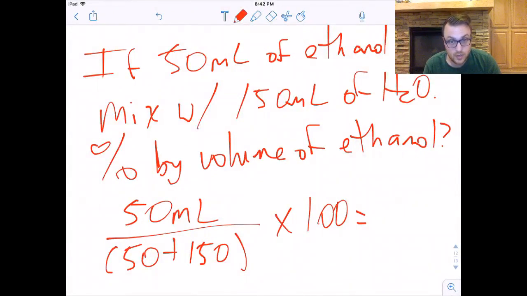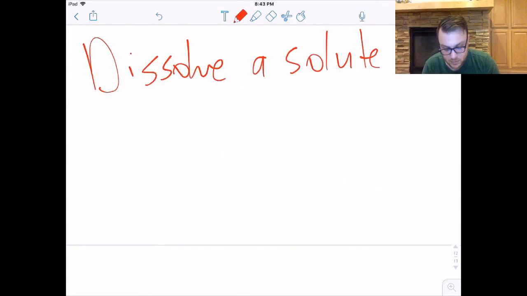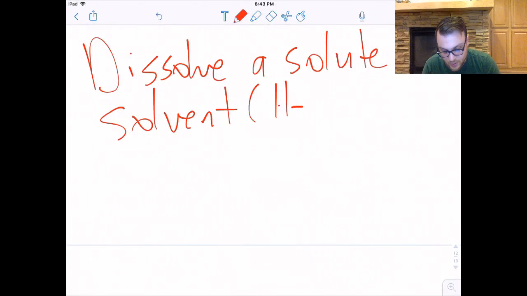All right, colligative properties. Generally speaking, if you dissolve a solute in solvent, which again will typically be water, the freezing point will decrease and the boiling point will increase. So this is why they spread salt on the roads in winter.